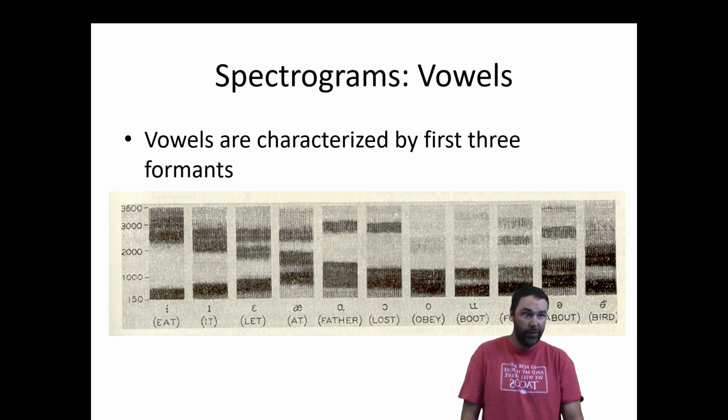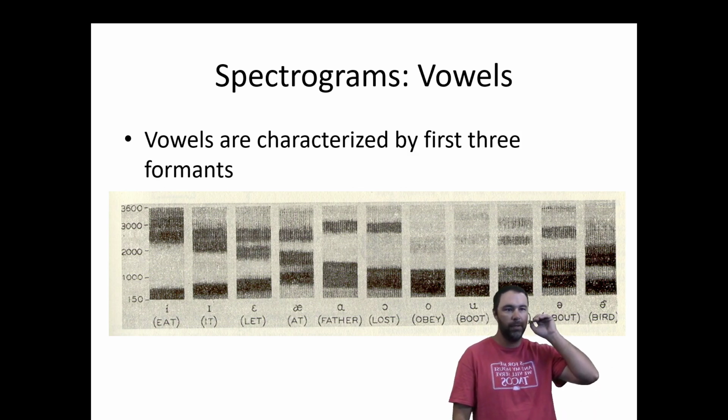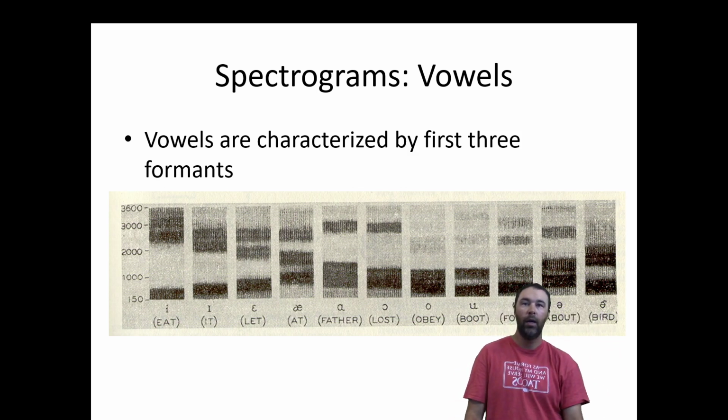What were we doing to F2? We were lowering it because we took our tongue from its rest position and moved it to the back. That made a big oral cavity, so we have a very low F2. And then F3 is basically staying the same in that situation.